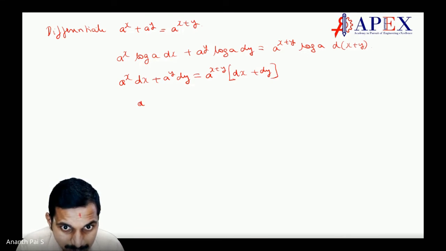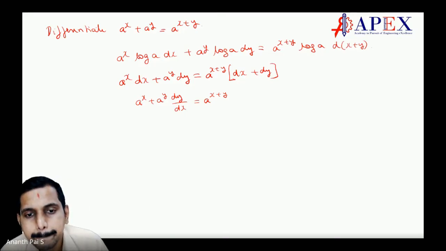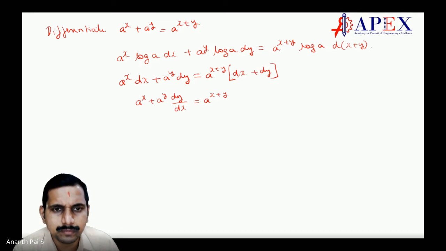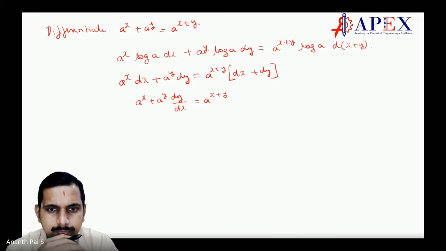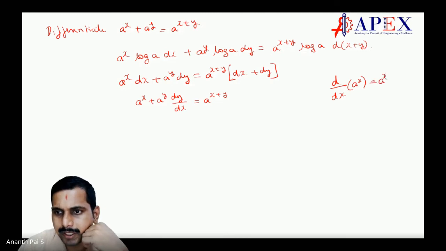So dy by dx, to find out, what should we do? We should write a power x plus a power y dy by dx. Any problem here? Sir, how did you do this? You have to take log, right? I just differentiated. No need of log at all. What is the differentiation of d by dx of a power x? That is equal to a power x log a. This is the rule.